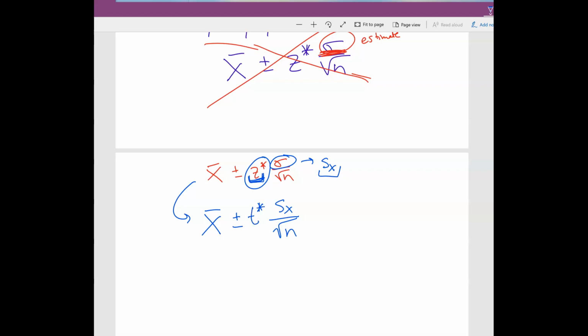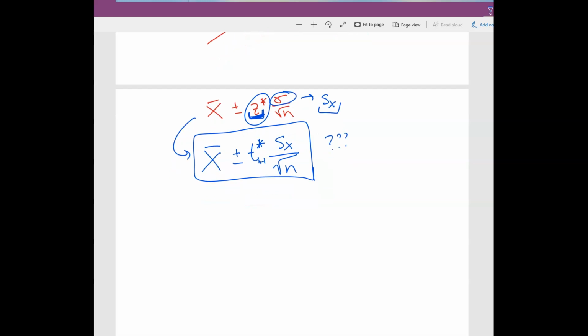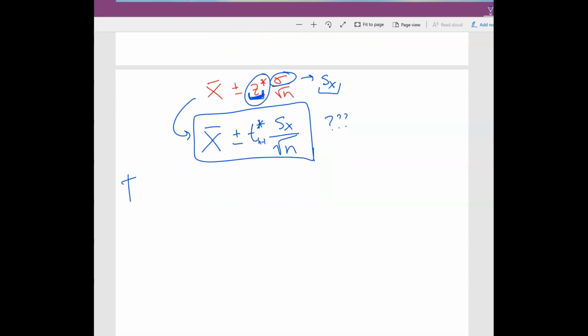Z here was a normal curve. Now it's not going to be a normal curve anymore. Now it's going to be a t distribution. So my confidence interval is going to be this formula, and actually, I'm going to write an n minus 1 on the bottom. Now, what exactly is this t? Let's talk about the t distribution, or the student t distribution.